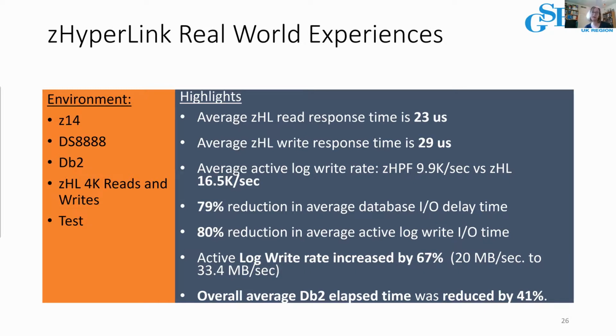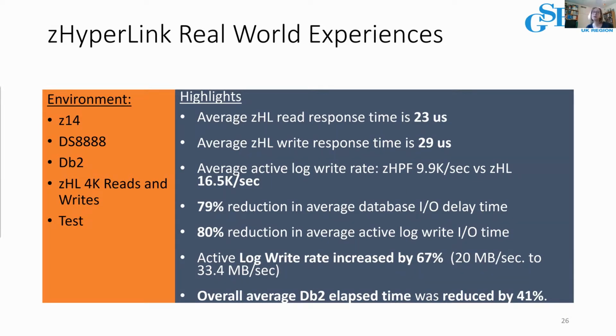With High Performance FICON, they saw that their average log write rate was 9.9K per second. And with Hyperlink, it was 16.5K per second. That meant to them that they got a 79% reduction in the average database I/O delay time. They got an 80% reduction in the average active log write I/O time. And they saw that their active log write rate increased by 67%. So that was 20 megabytes per second to 33.4 megabytes per second.